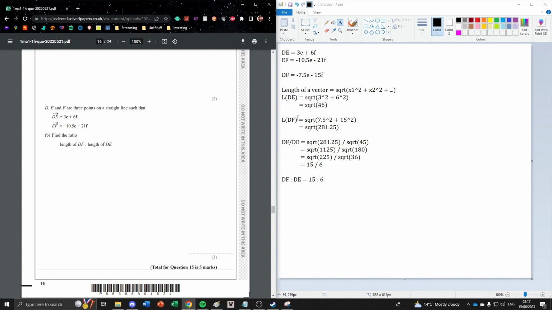The length of DF is equal to the square root of 7.5 squared plus 15 squared, which is equal to 281.25.